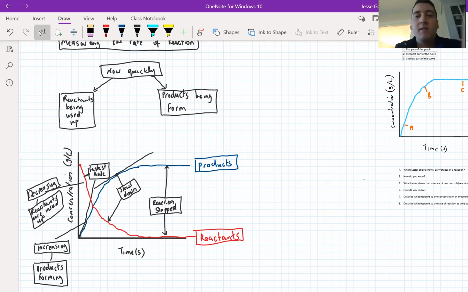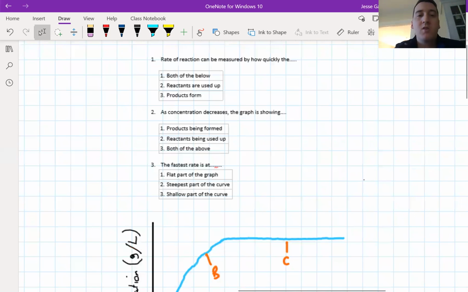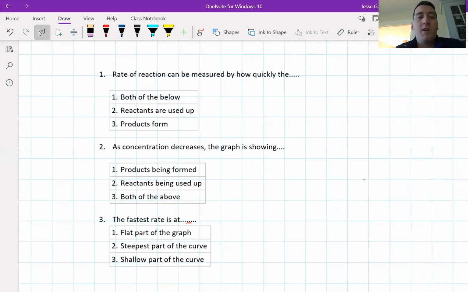Okay, time to do some practice. Here we are. We're going to start with questions 1, 2, and 3. What you've got to do is select which is the correct answer. Each of these first 3 questions has 3 choices of answer, and you have to select which one is correct. So write down the correct one. Pause the video and do that now.